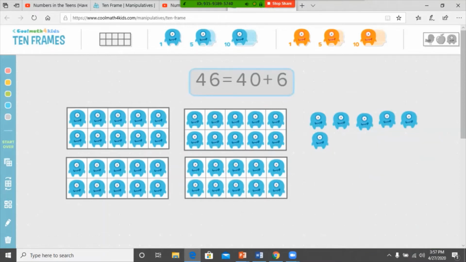46. So just like we can break apart teen numbers, we can break apart bigger numbers into tens and ones. You're going to use this today to do your math strategy of decomposing.